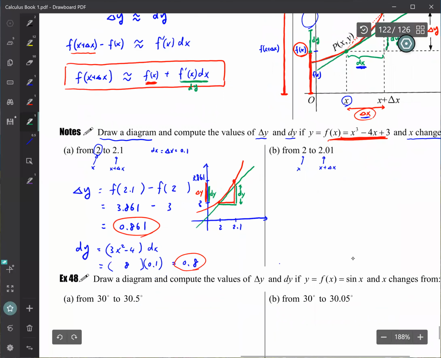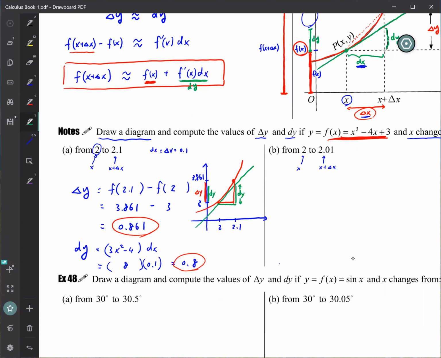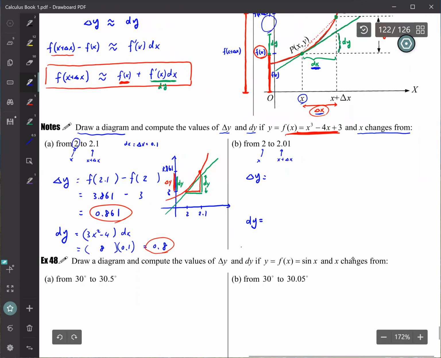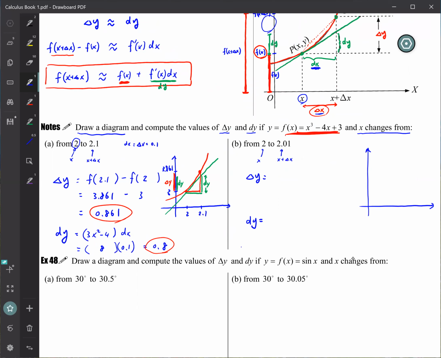For question B, do the same thing and then draw the picture by yourself. Same value here at 2, but your delta x is different now. Once you finish the picture, the delta y and dy, you can raise your hand. Try to place the numbers into the picture, okay? It can help you understand the formula.